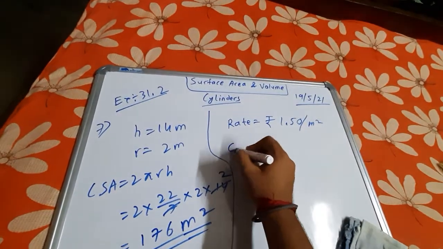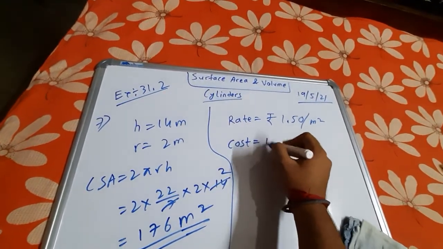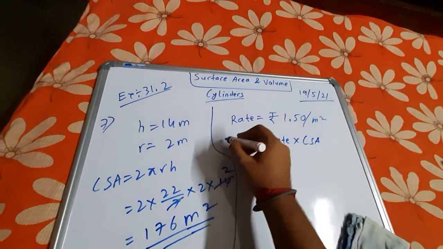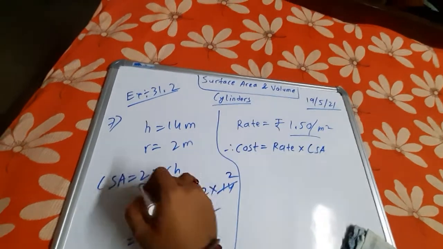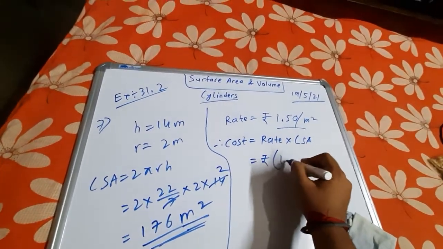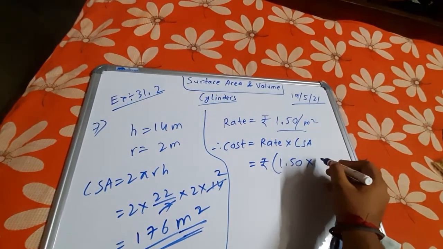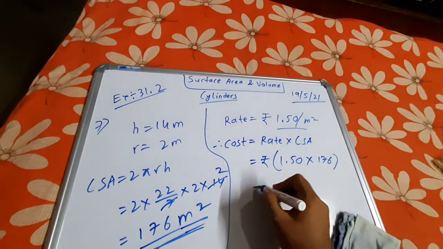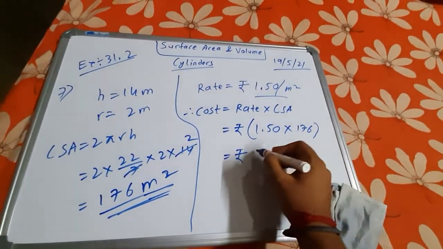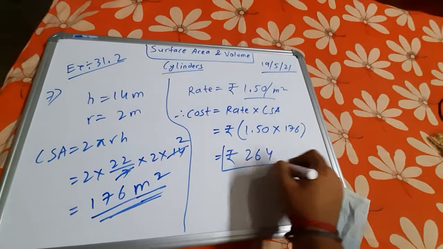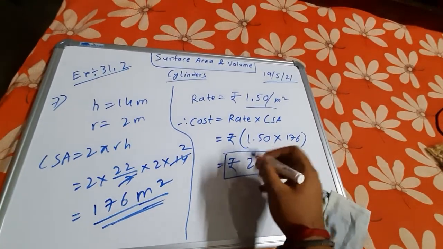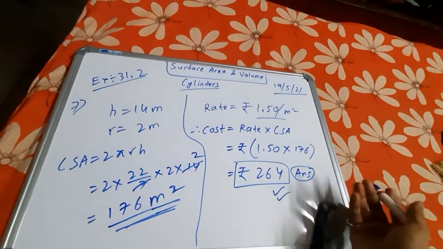Now how will the total cost be? Total cost equals rate into CSA, that is the rate into the 176 that we found out. So the answer will be rupees 1.50 into 176, which is 264 rupees. This much amount will be required to paint the cylindrical pole. This is a very simple sum.